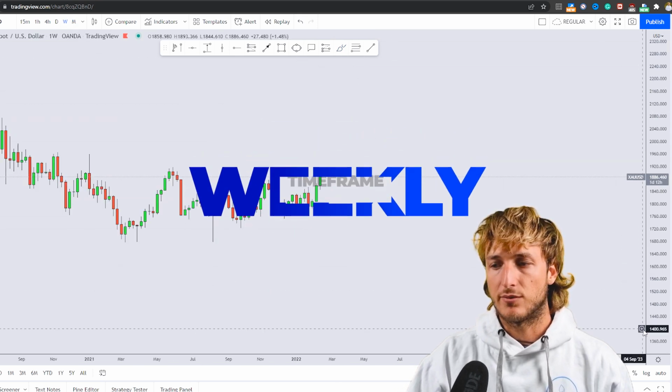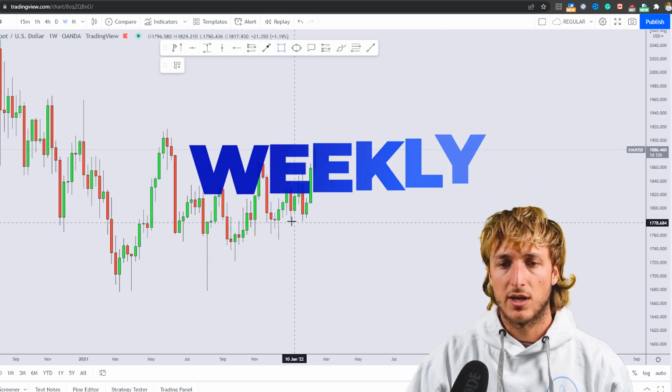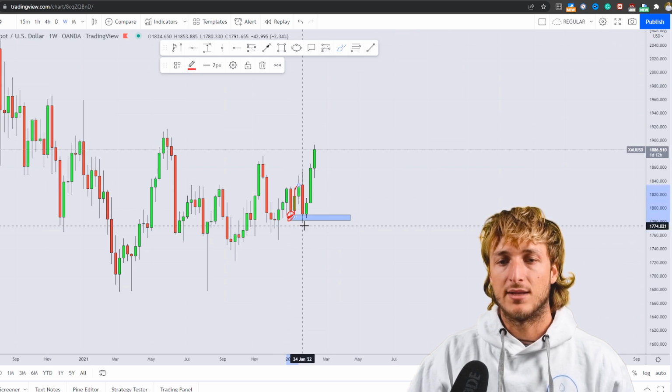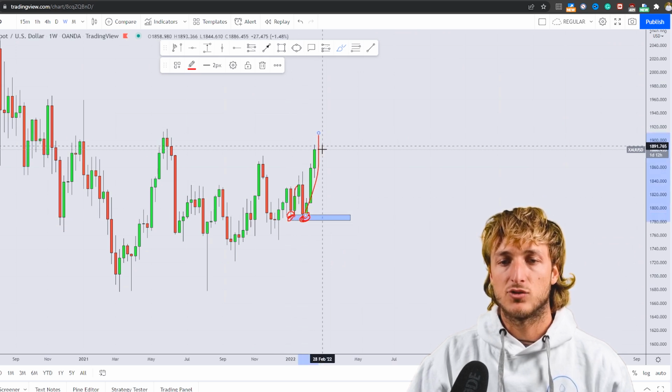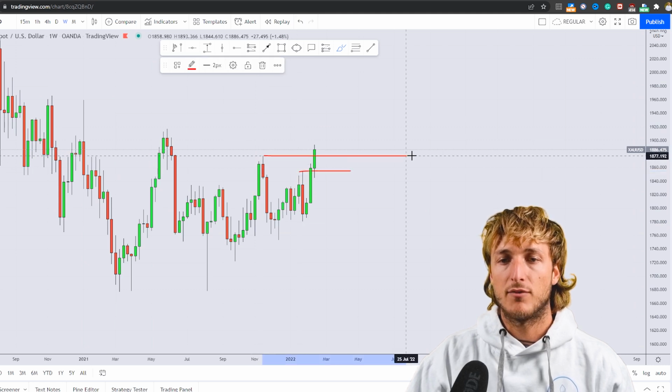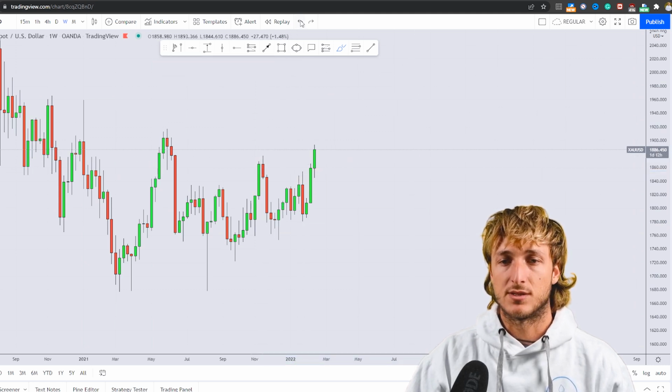Dropping down on the weekly time frame, what do we see? What we can see here is that the market tested the previous support and demand that we had in this area, which was again here support and demand. The market rejected it to the upside and has now broken above two quite important resistance zones.